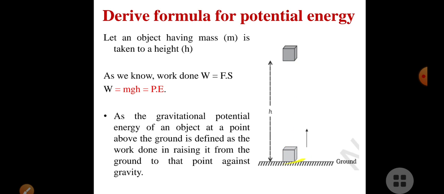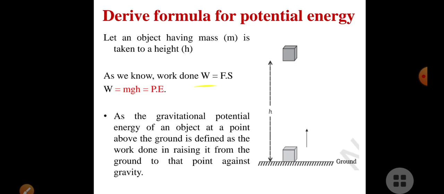We are doing work on this object in taking it to this height, and the work done is stored in the form of potential energy. As we discussed in kinetic energy, if work is done on an object to increase its velocity or to make the object move, that is stored in the form of kinetic energy. In the same way, if work is done to increase its height or to change the shape of the object, that work is stored in the form of potential energy.